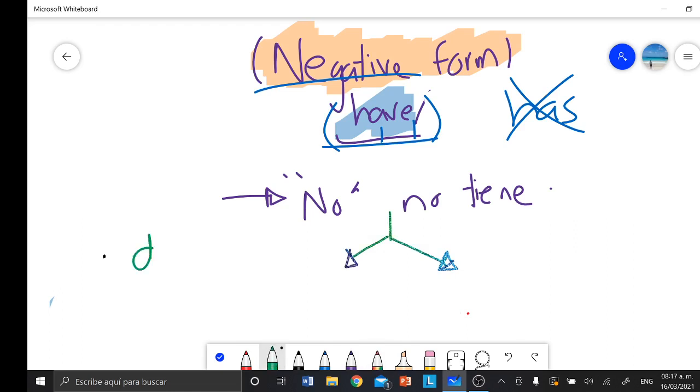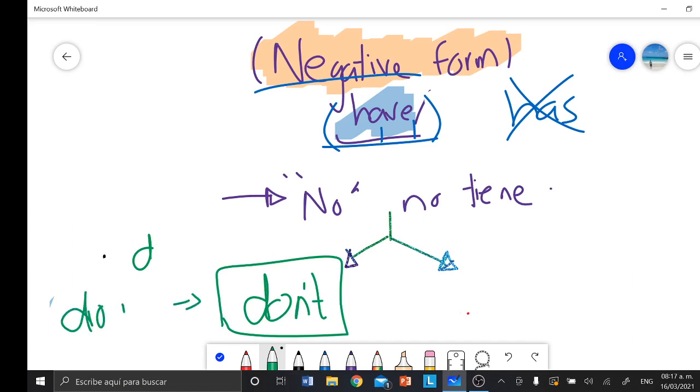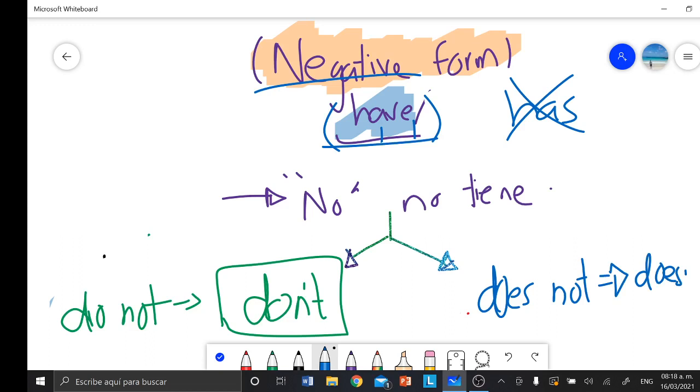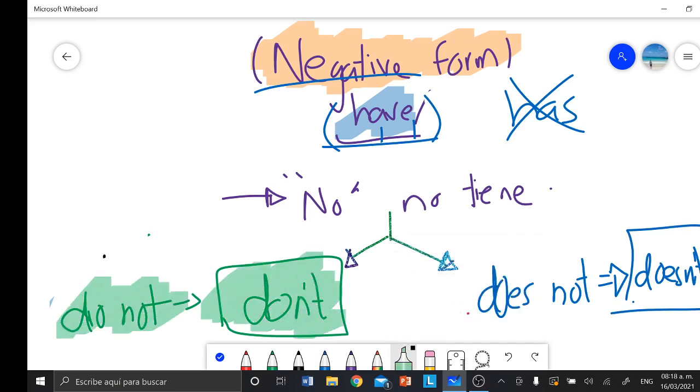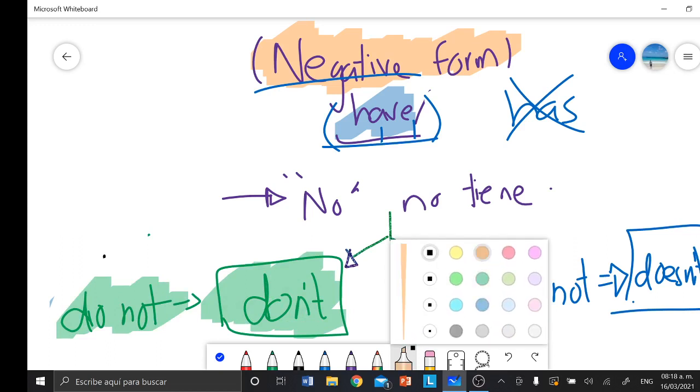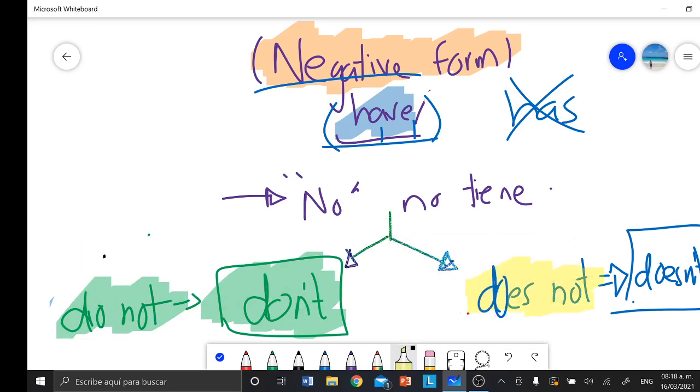Una de estas es, bueno, one of these is called don't, or do not. That means exactly the same, que significa exactamente lo mismo. Do not es lo mismo que decir don't, okay, es prácticamente the contraction form. And then we have another one, tenemos otra, que es does not, or doesn't. That means exactly the same. Ok, recuerden, vamos a tener dos variables. One is going to be don't or do not, que es lo mismo, ok. And the other one, y la otra, is going to be does not or doesn't, ok.